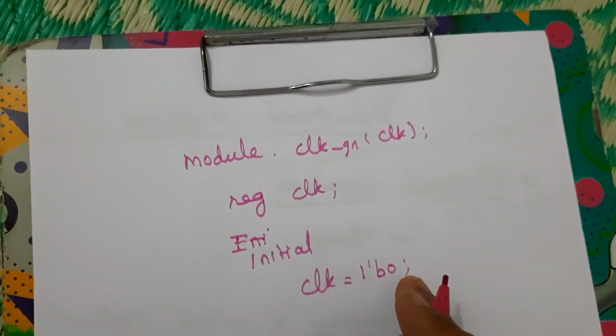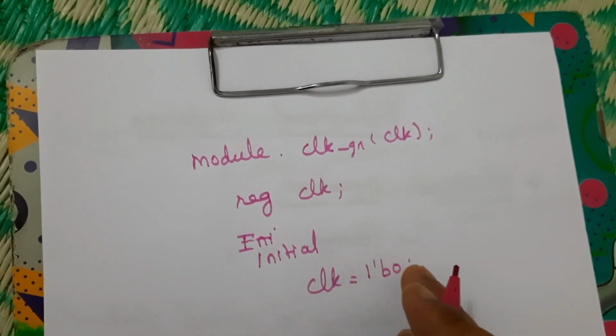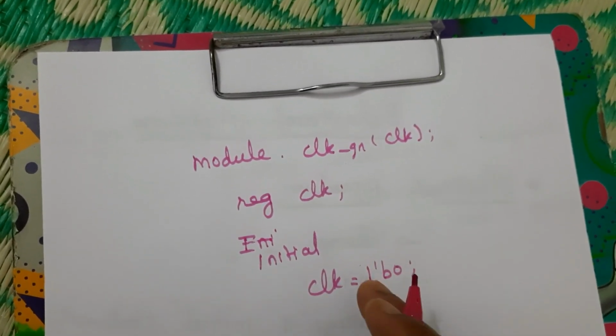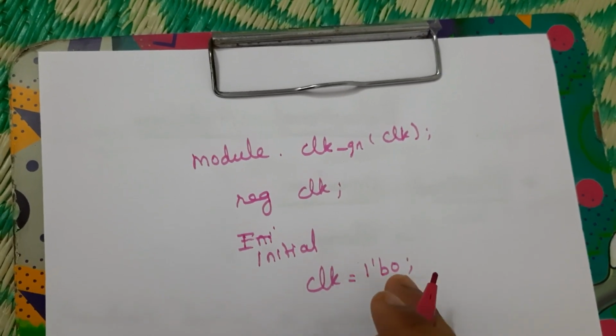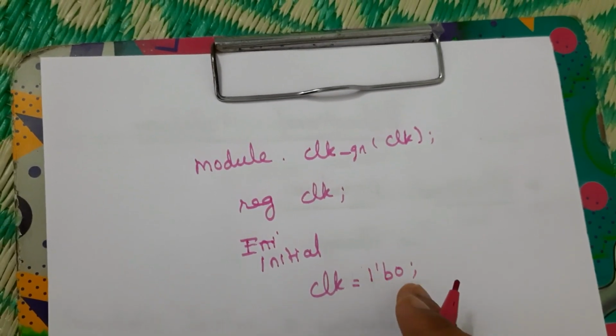That means 1 bit 0. If you want 2 bits, then here 2'b01 or something, whatever you want, you just mention the bit size here. Here we want 1 bit, so we mention this 0 as 1'b0.